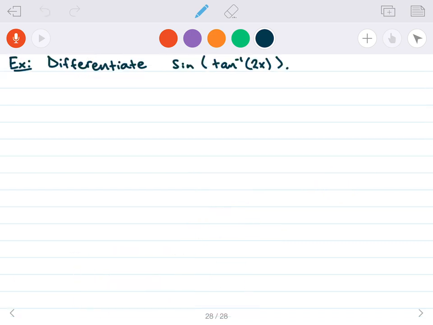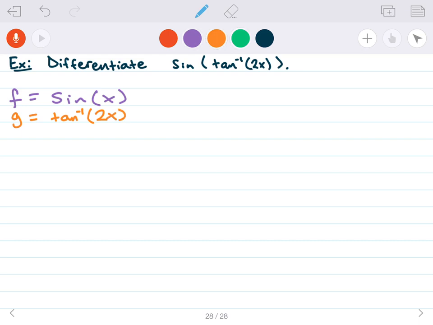Let's do one more. We're taking the sine of the tangent inverse of 2x. Looks like chain rule to me. I have an outer function. F is going to be the sine of something. And our inner function, that something, is tangent inverse of 2x. And as you're probably guessing, we're going to have to use the chain rule more than once.